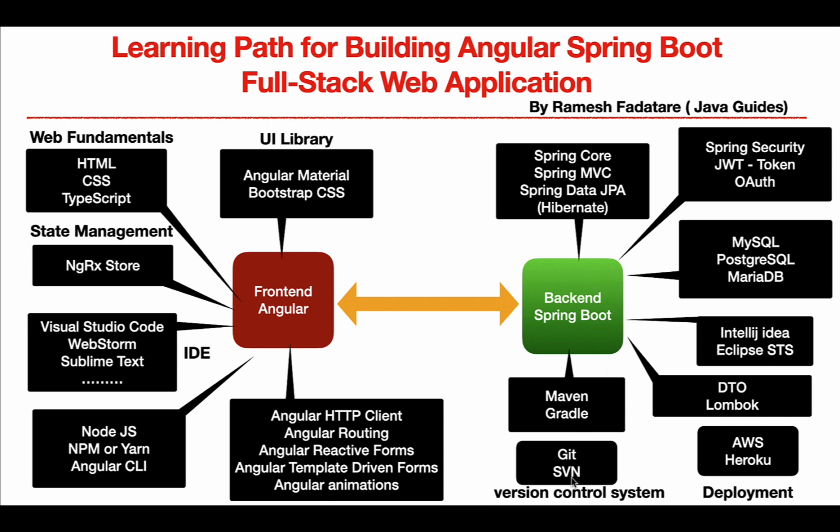Alright, after that you need to learn about Git or SVN. So these are the version control system tools. Nowadays almost 80 to 90% of organizations prefer using Git. Okay, so Git is a very popular version control system, so go ahead and learn about Git. Alright, and if you want to deploy your full stack application, then you need to learn about cloud. Okay, here I have listed AWS and Heroku. Well, these are the tools and technologies that you need to learn to work on Spring Boot backend applications.